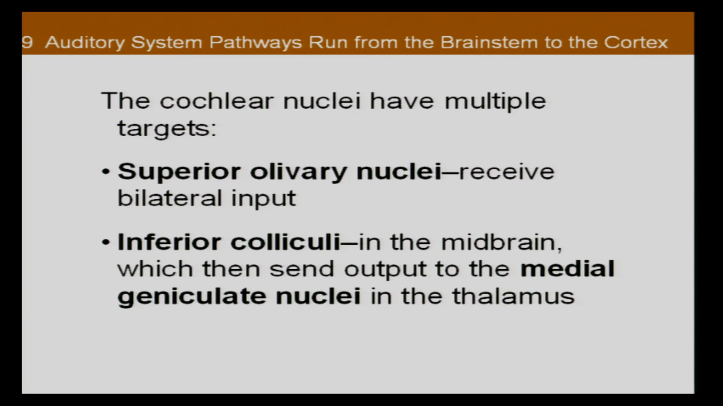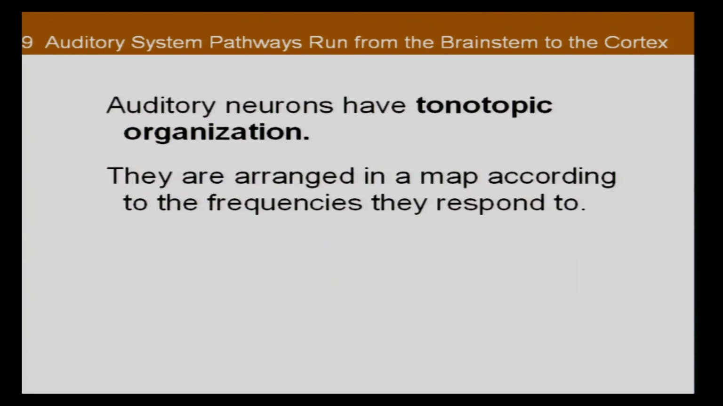Cochlear nuclei have multiple targets, and this is just saying it in a slightly different way. There's the superior olivary nucleus, the inferior colliculus, and the medial geniculate nucleus. And just like we had visual topographic organization, auditory neurons have tonotopic organization. What do you think tonotopic organization means?